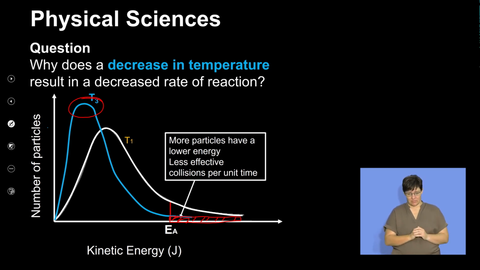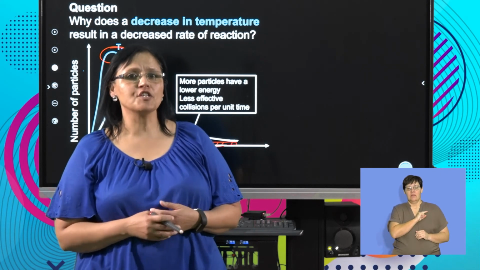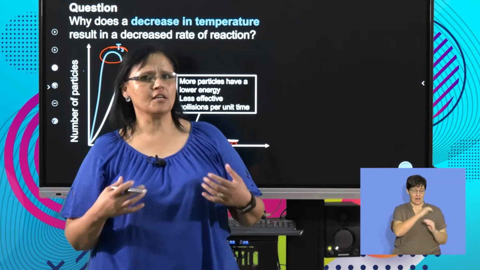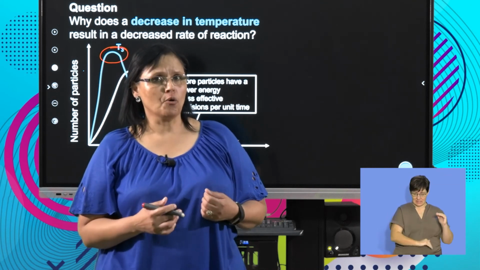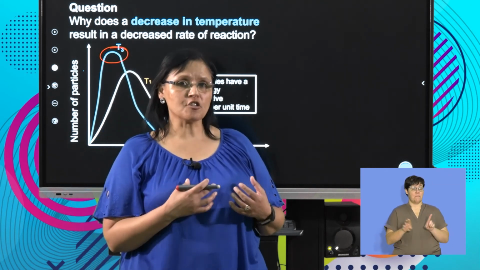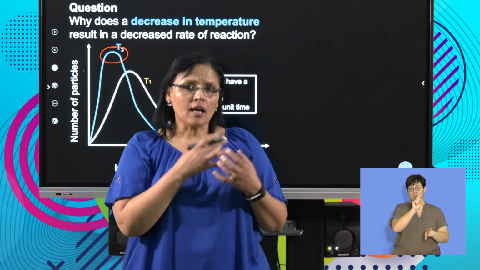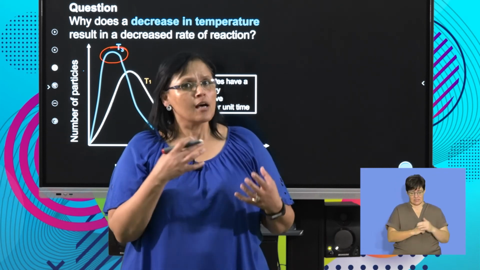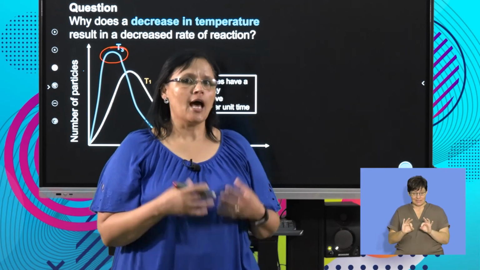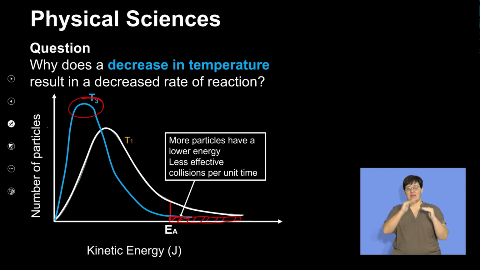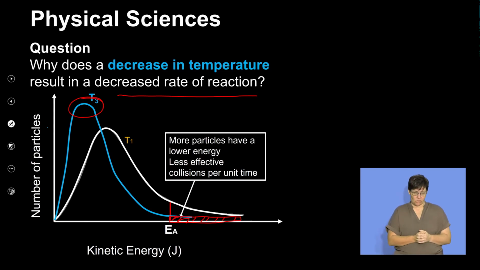That is why, if we look at a decrease in temperature, there's a decrease in the average kinetic energy, there's a decrease in speed, so we have fewer collisions, less colliding with each other, fewer effective collisions, and therefore we have a decreased rate of reaction.